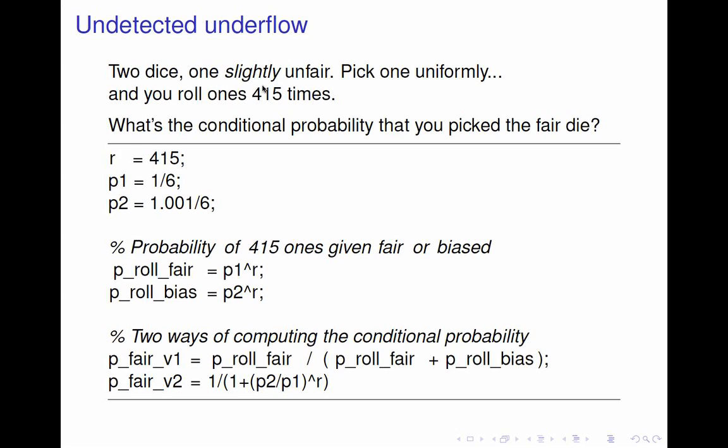Now, this is a fairly straightforward exercise in Bayes' rule. So the probability of 415 ones given the fair die is 1/6 to the 415. Given the unfair die is 1.001 over 6 to the 415. And so I can compute what the probability is. It's a simple formula. There's a slightly trickier formula shown below. And what you'll see is that those two things give very different answers. One tells you that the answer is about a third, the other one is 0.39. So that's an error in the second digit.